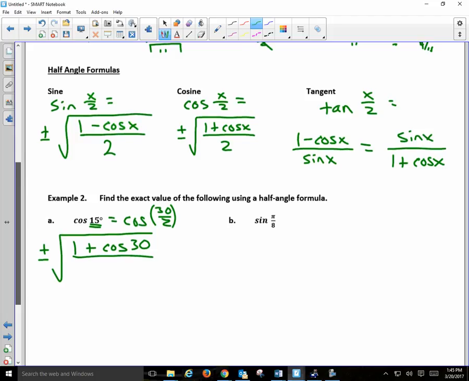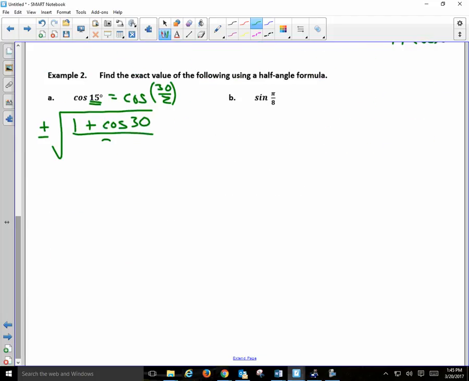According to the formula, cosine plus, sine minus, divided by dos, Spanish for 2. So we need to do cosine of 30 degrees. But first of all, let's do the plus or the minus. Which quadrant are we in if we're 15 degrees? First quadrant, so is it going to be positive or negative? Positive. Well, we figured that out. 1 plus cosine of 30.